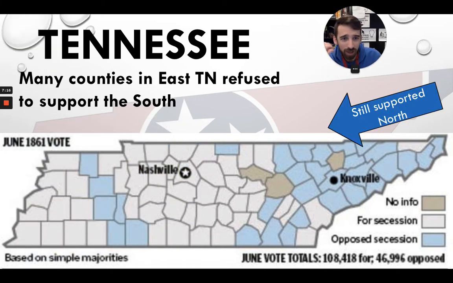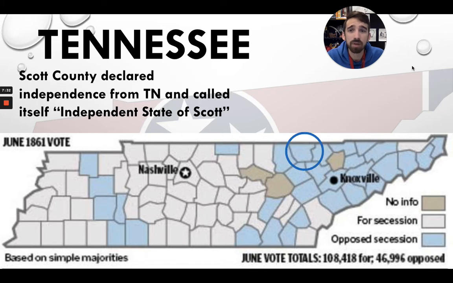Now, there are a lot of counties in East Tennessee that refuse to support the South. They may have been outvoted, but they're still against joining the Confederacy. So they actually send troops to fight for the Union. So Tennessee as a state is pretty divided here.